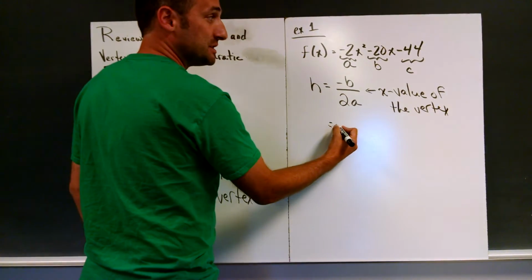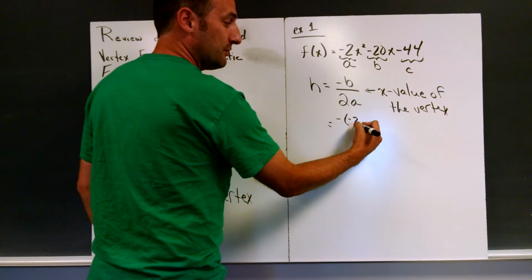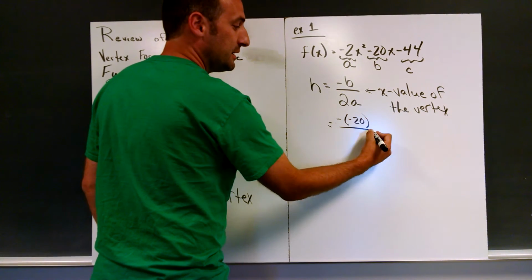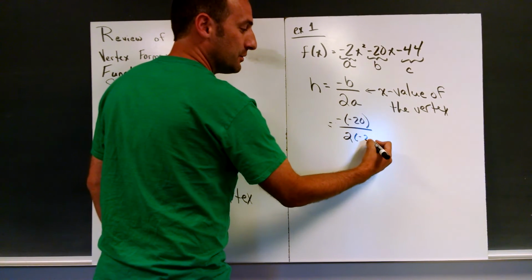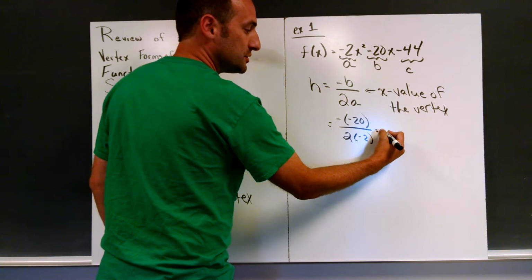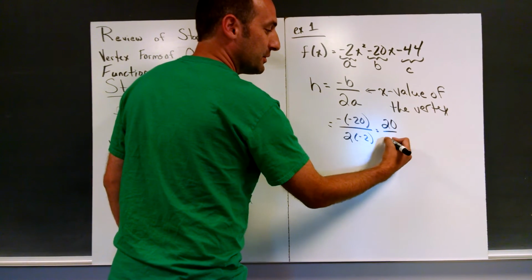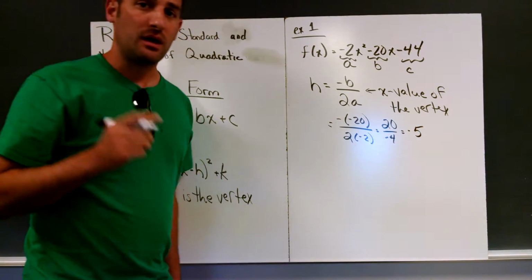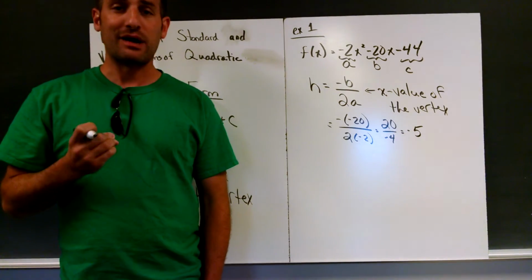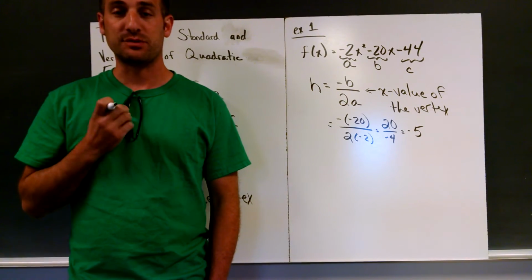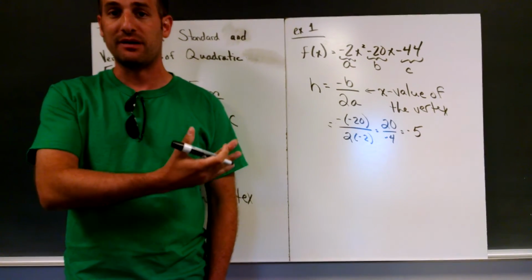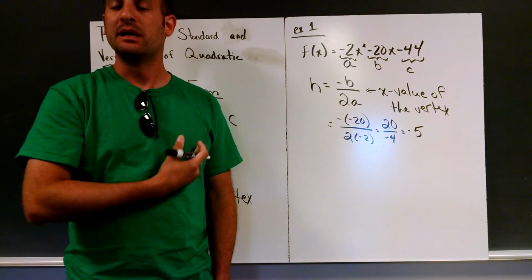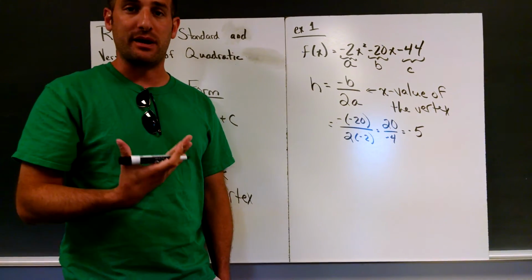And in this case, that's going to be negative 20, which is positive 20, divided by 2 times negative 2. So since you're all super good at math, you could figure that out pretty quick and get negative 5. And that's h. Again, you can refer to negative 5 as the x value of the vertex, which means this parabola is going to be shifted to the left from the origin 5 units, and then up or down a certain amount, which we'll find now.